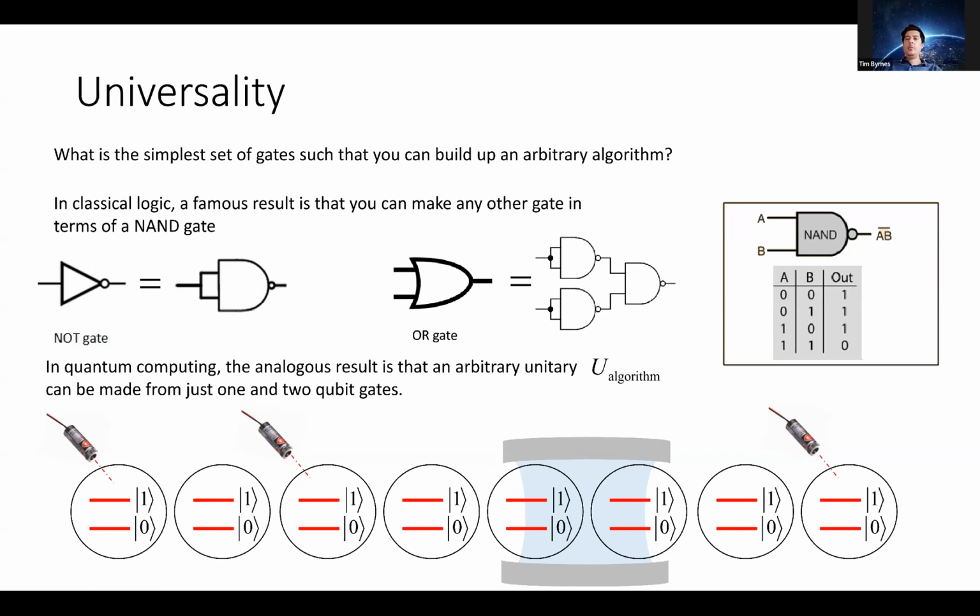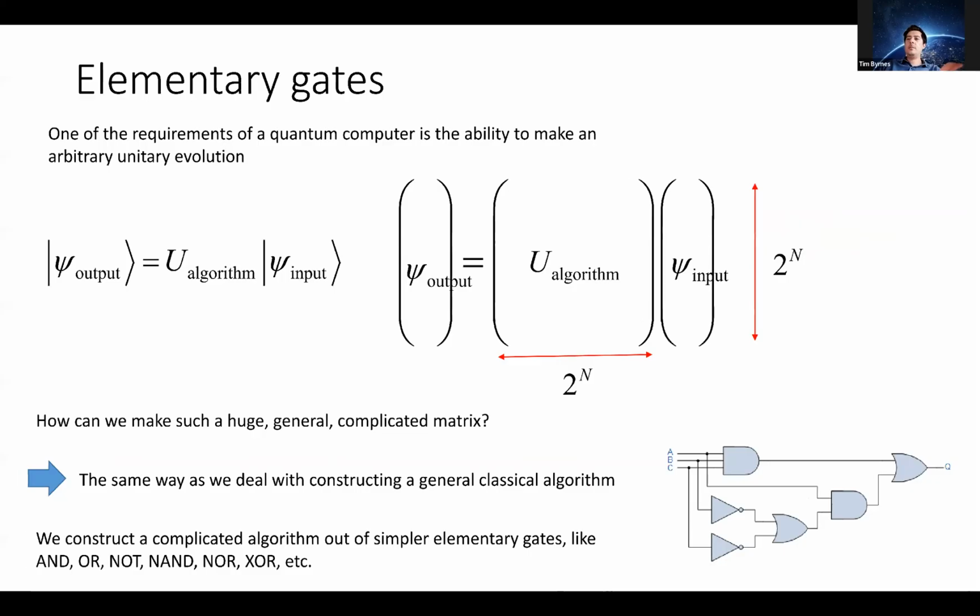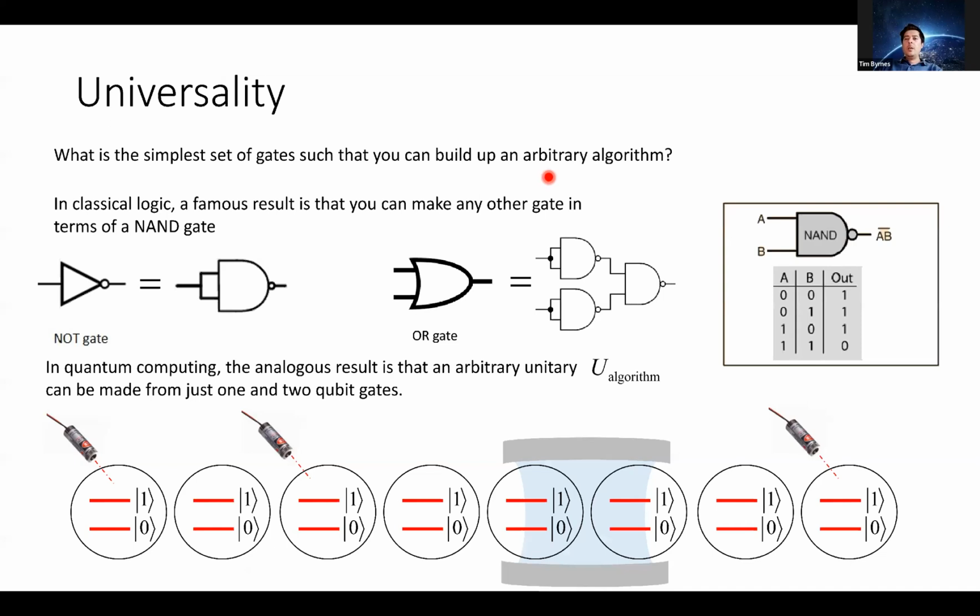So it seems like a much easier task, rather than being faced with this completely general unitary matrix, right? By making this kind of gate decomposition, it simplifies the algorithm construction process. I'm not really going to show you why, but there's a very similar result in quantum computing, and this basically says that you can make an arbitrary unitary matrix or algorithm just from 1 and 2 qubit gates. Okay, so it's a little bit more complicated than the classical case, and I guess it should be, because quantum states are generalizations of the classical case.